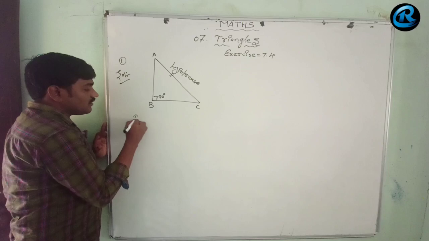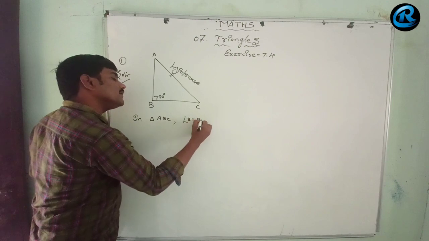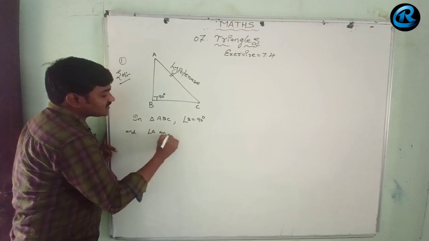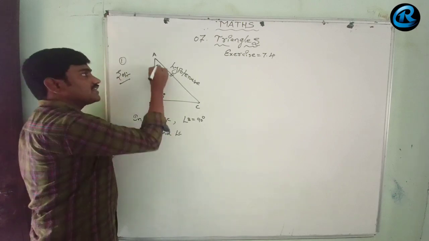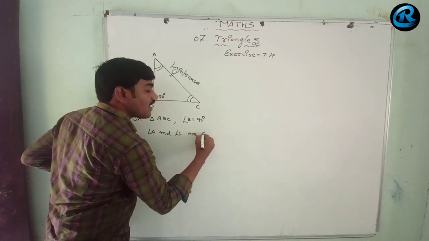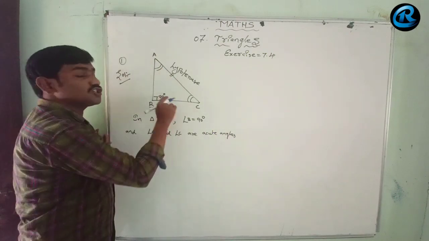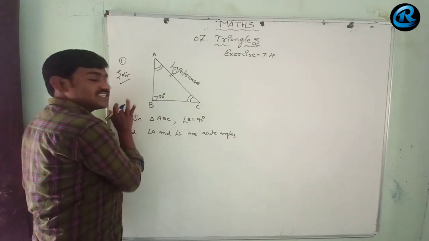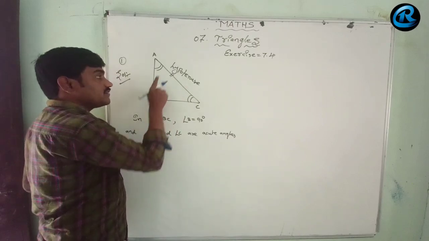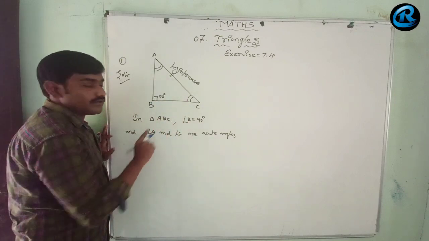Now in triangle ABC, angle B equals 90 degrees. If it is 90 degrees, what about the other two angles, angle A and angle C? These two angles are acute angles, because the sum of the 3 angles must give us 180 degrees. Already 90 degrees is completed, so when you add these two angles it will give us 90 degrees. So angle A and angle C are less than 90 degrees.